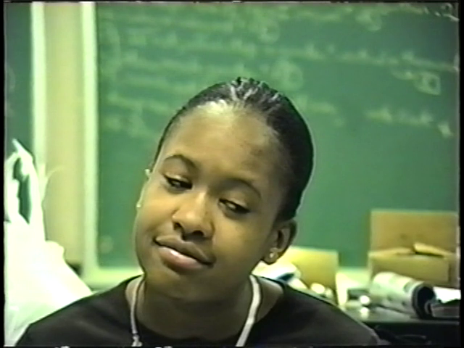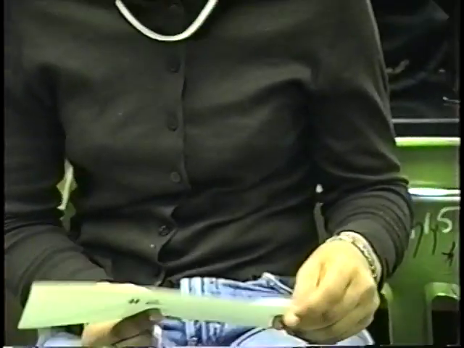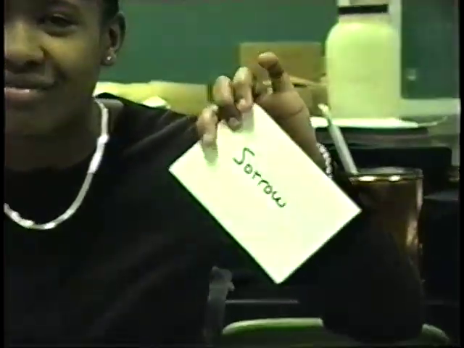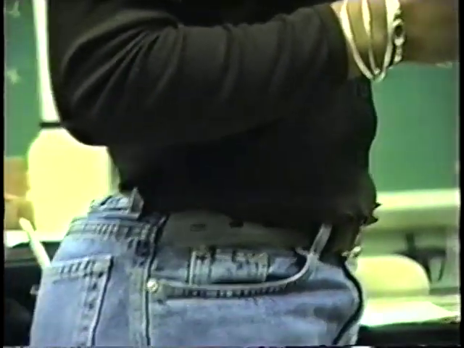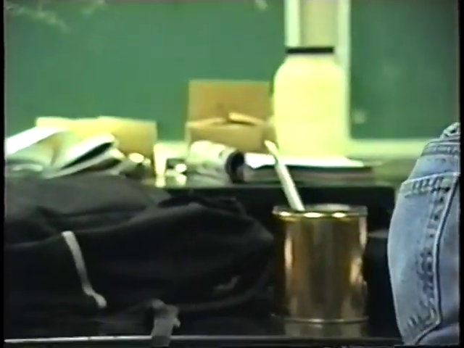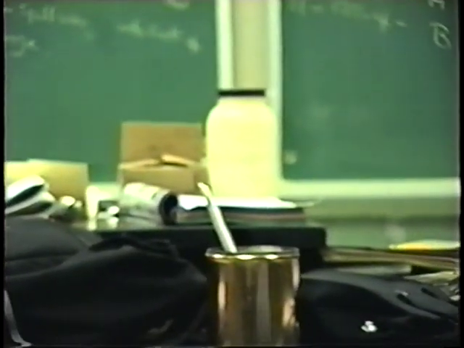So what do you think she's trying to do? Depressed. Pull it out. Let's see what it says. Sorrow. Okay, she's sad. That's what sorrow means. So they figured you were depressed, and that would be related to sorrow. Number 3.